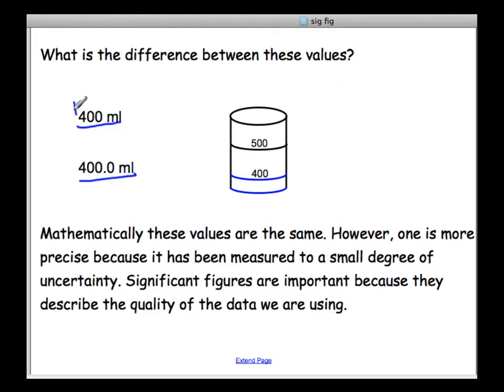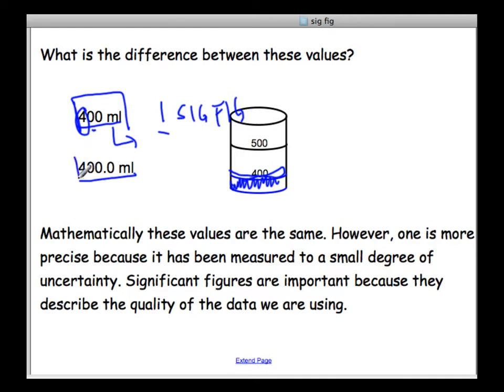If someone gave you this 400 milliliter measurement, this has one sig fig, meaning that this is actually only measured to this value right here, because the next value is an estimate. So we have a whole range that this is possible in. We know that this is closer to 400 than it is to 500, but this range of error is really, really large because I only have one number that's actually been measured significantly.